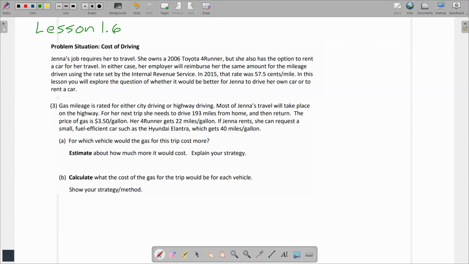Not great. It's about the same as my Subaru. I like my Subaru, but the gas mileage sucks. If Jenna rents, she can request a small fuel-efficient car like a Hyundai Elantra, which gets 40 miles to the gallon.